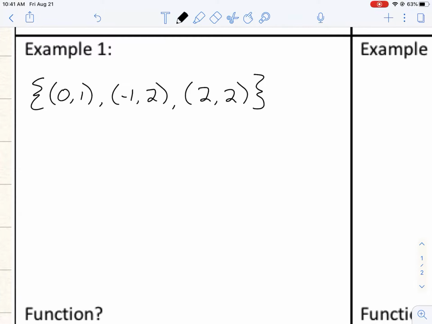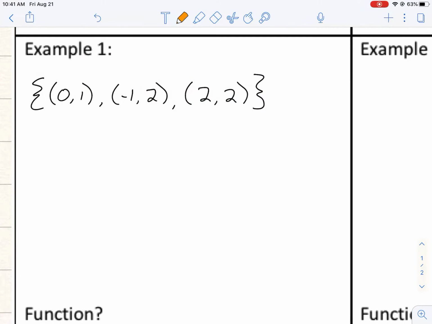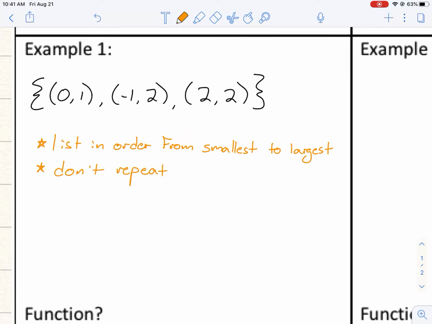Now, when we are determining our domain and range, we have a couple things that we actually want to do first. So when you're listing out your domain and range, you want to list in order from smallest to largest. And then we do not want to repeat values. So don't repeat values.